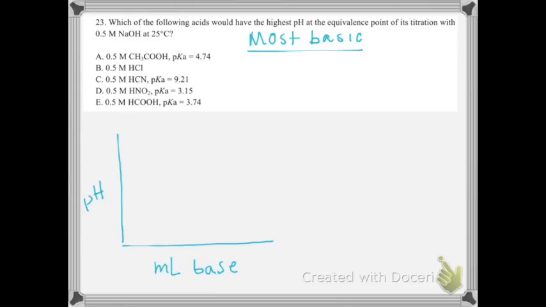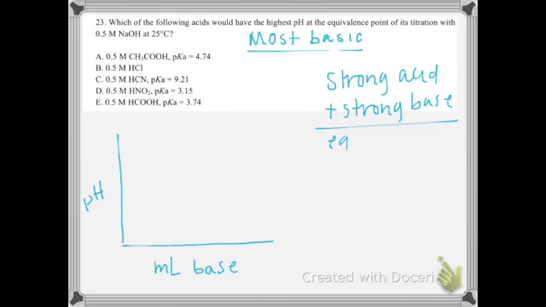Something that's good to know is that when a strong acid and base are at the equivalence point, so if you have a strong acid and a strong base, the equivalence point is always at a pH of 7.